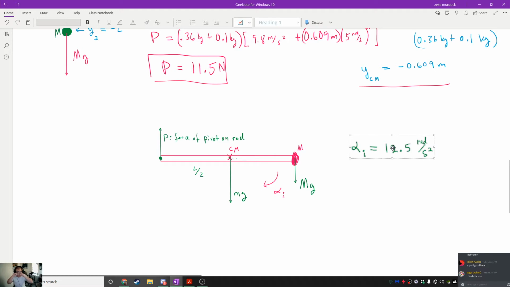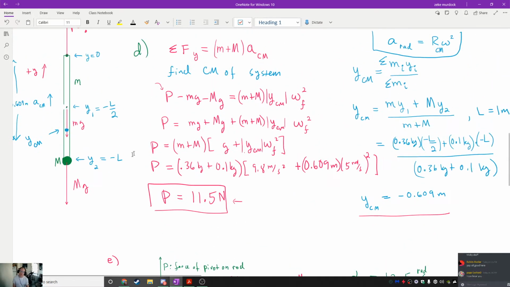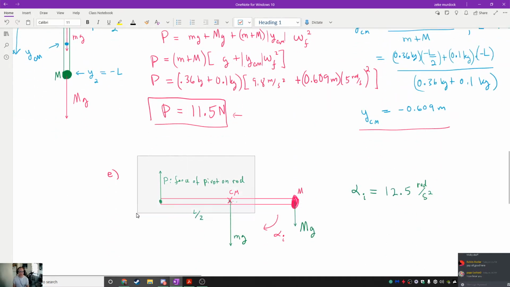Okay, so now we want to find what the force is on the pivot right here. Before we even do this, in the previous part, we calculated the force on the pivot when the rod was vertical. And we're now going to calculate the force on the pivot in this situation. The first thing to ask, what do you all think the answer is going to be? Do you think it's going to be greater than this? Do you think it's going to be the same as this number? Do you think it's going to be less than this number?